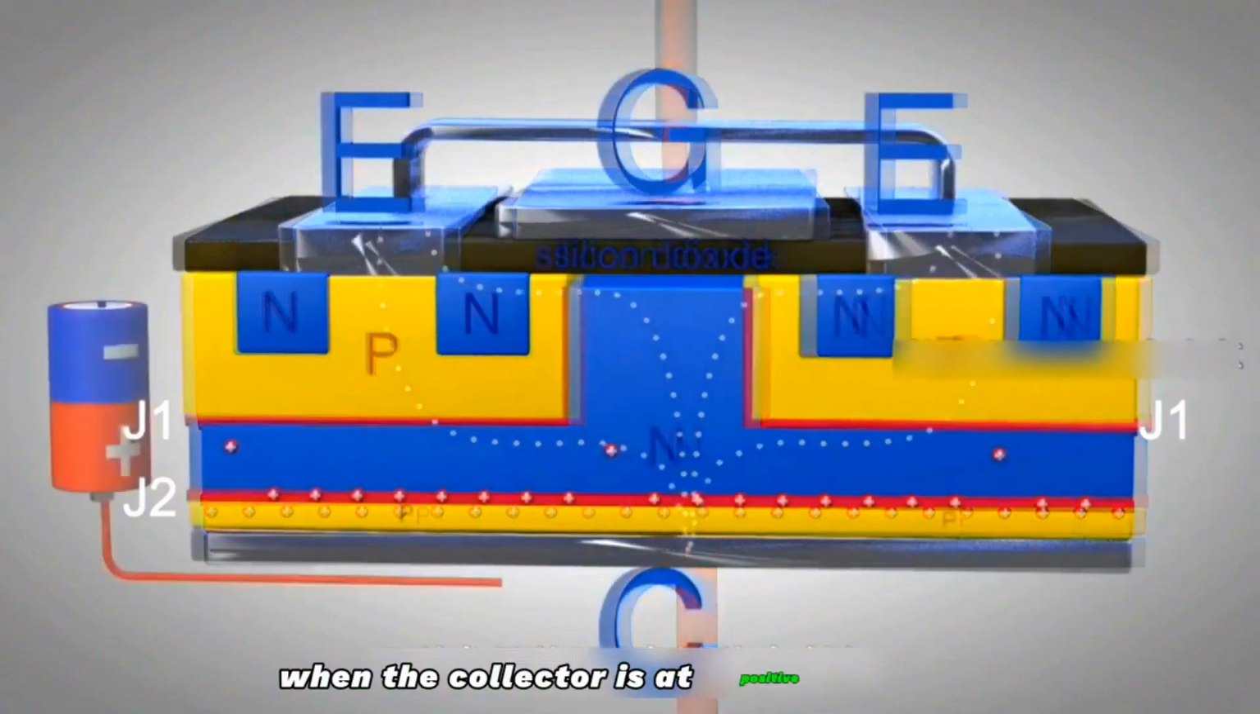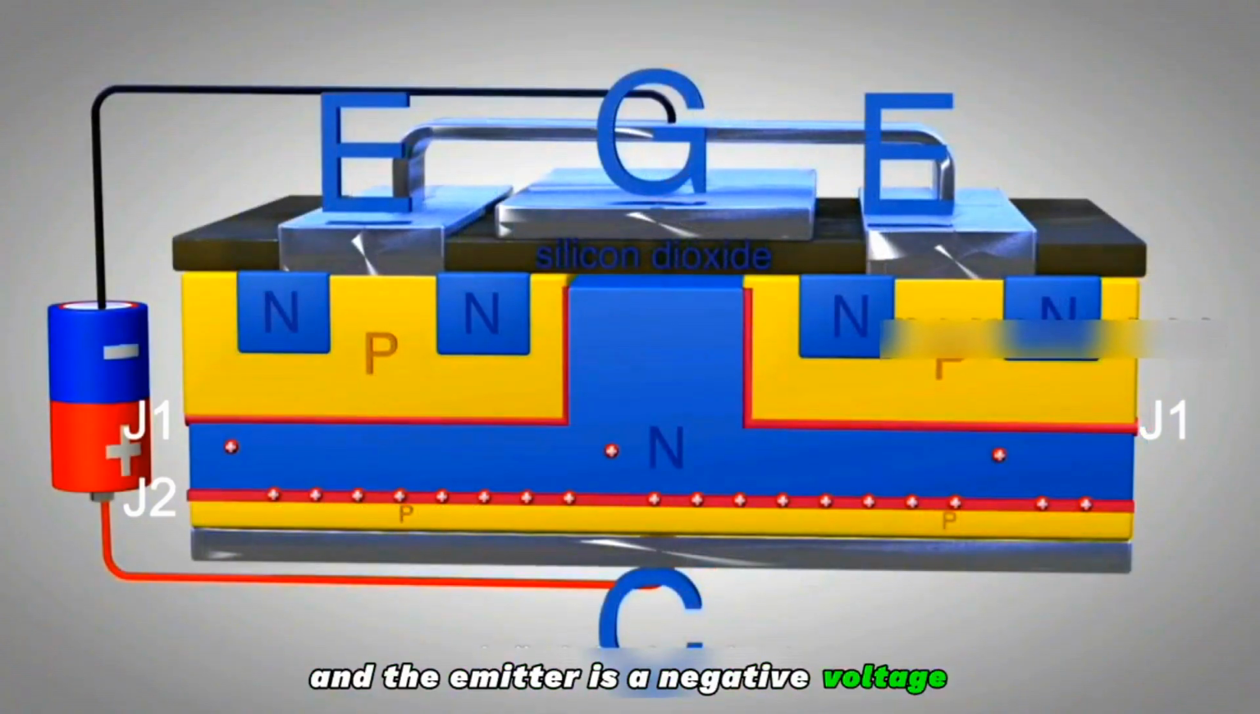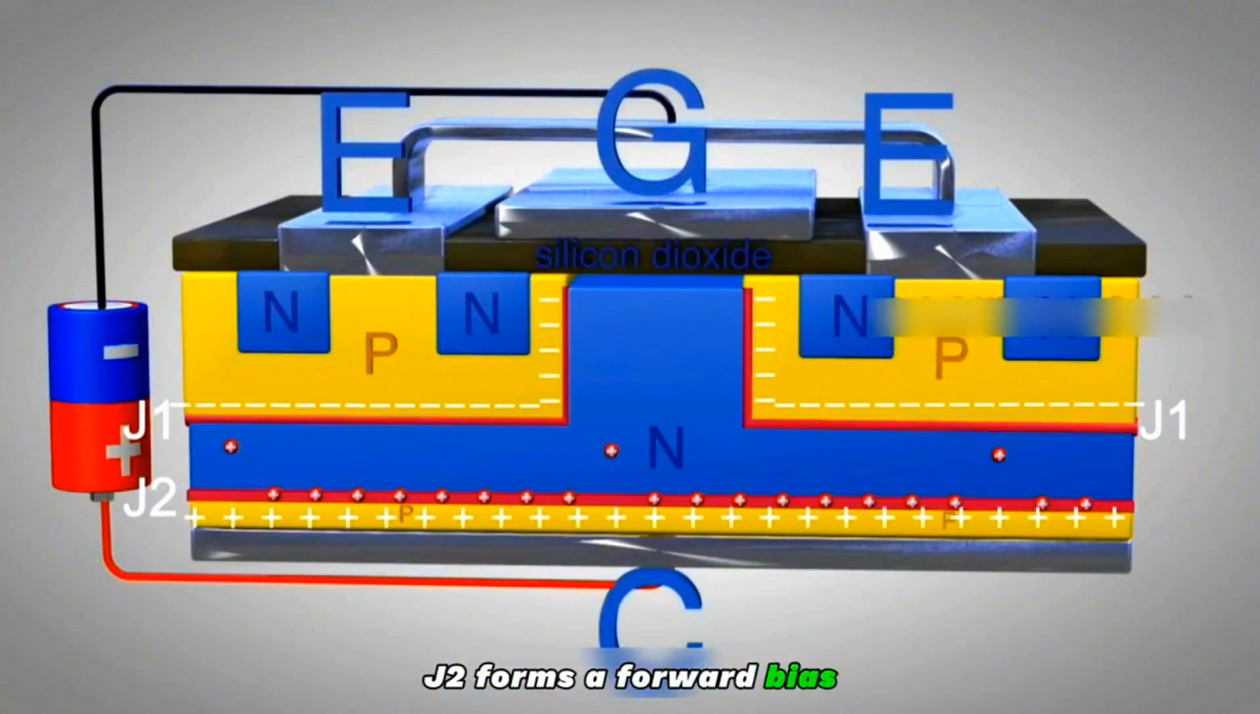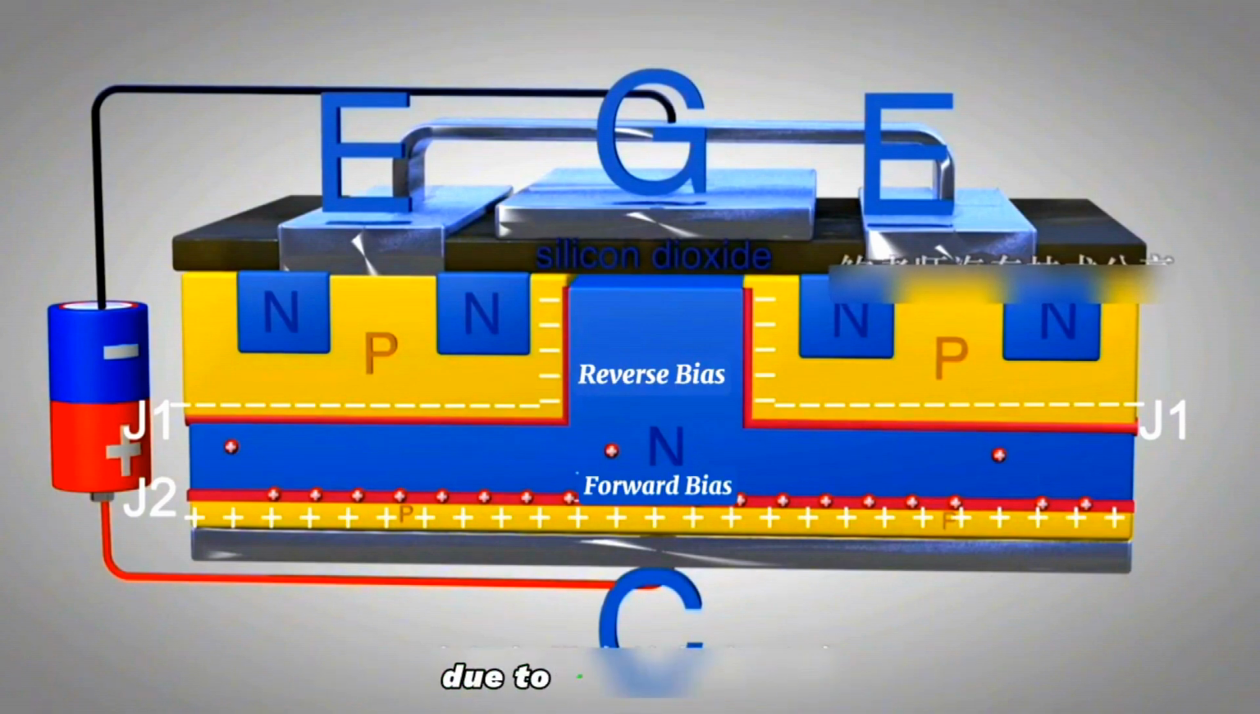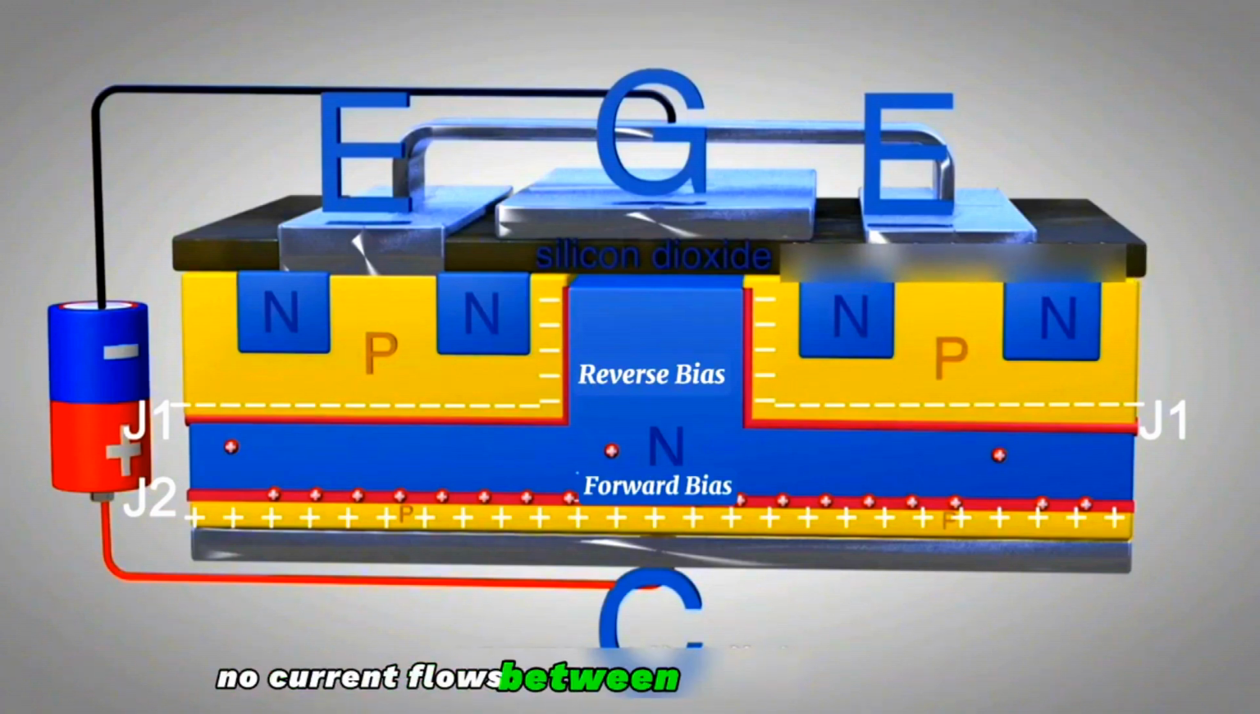When the collector is at positive voltage and the emitter is at negative voltage, J2 forms a forward bias and J1 forms a reverse bias. When no voltage is applied to the gate, due to J1 reverse bias, the IGBT is turned off. No current flows between collector and emitter.